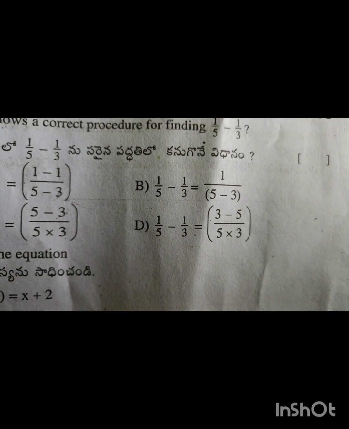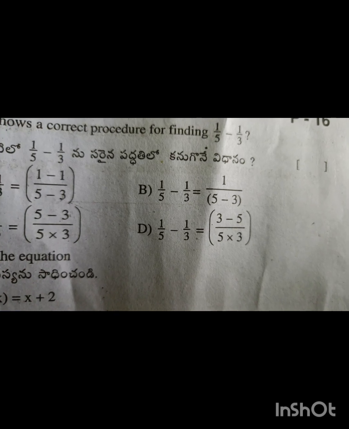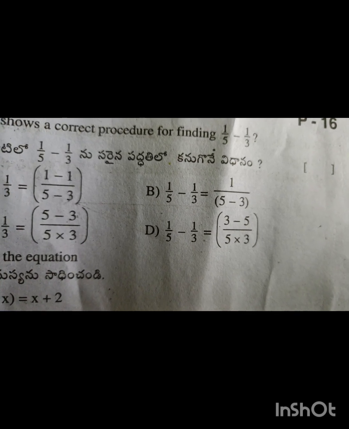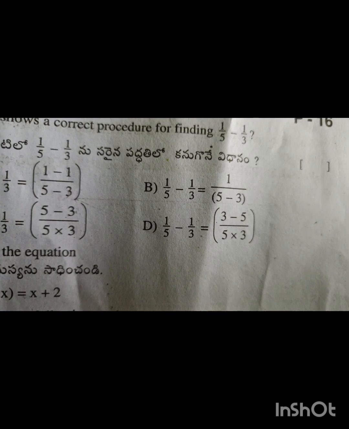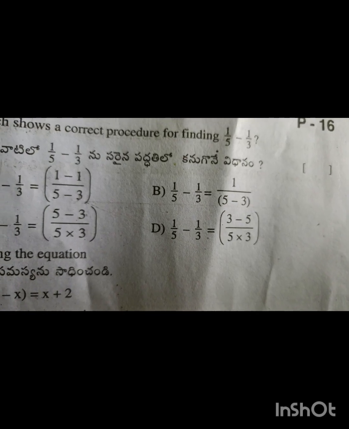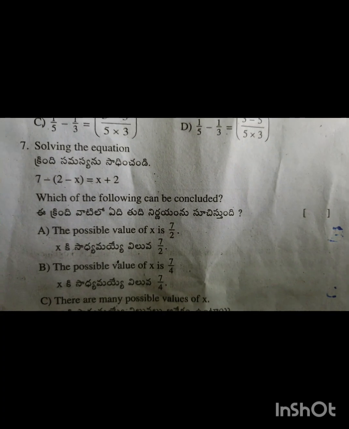We'll take the LCM of 5 and 3, that is 5 into 3. Just like a cross multiplication, 3 into 1 is 3, minus 1 into 5 is 5. So 3 minus 5 by 5 into 3, that is the right answer. So option D.